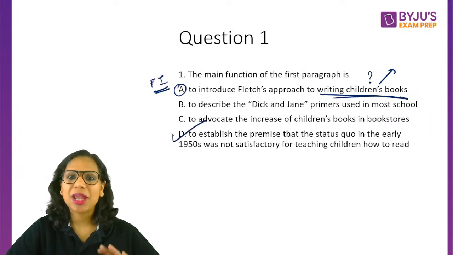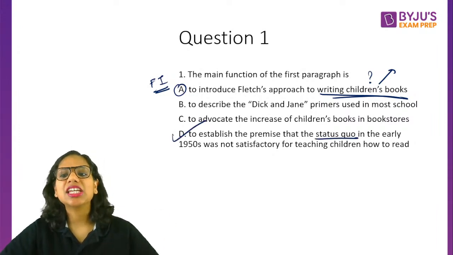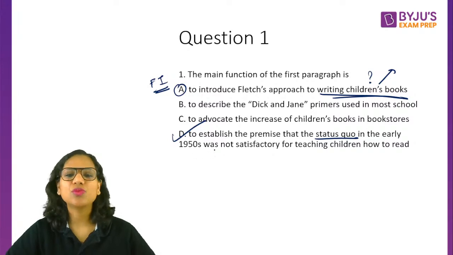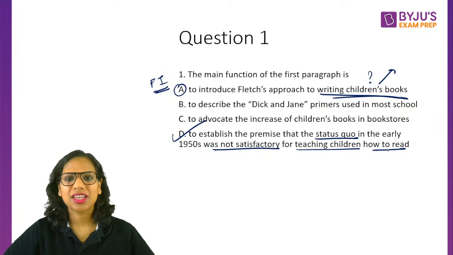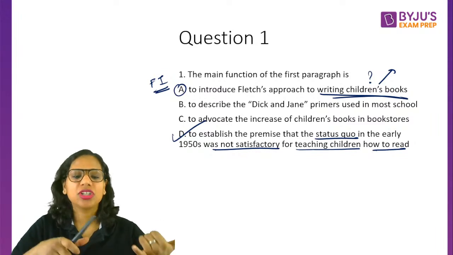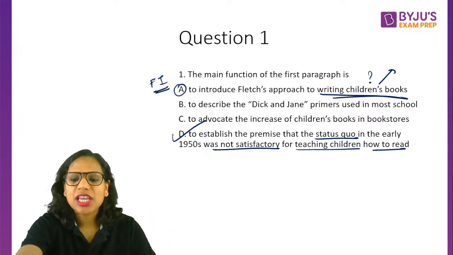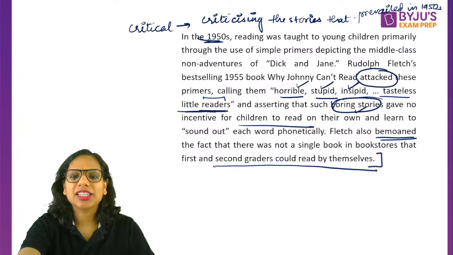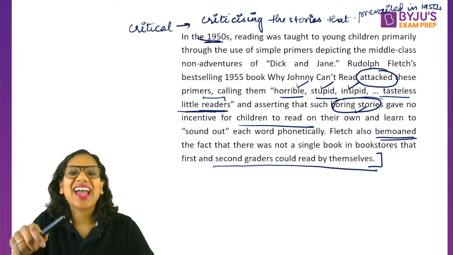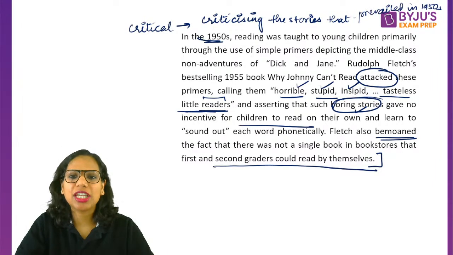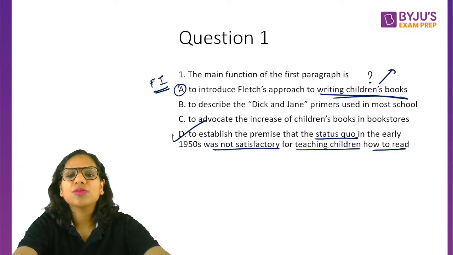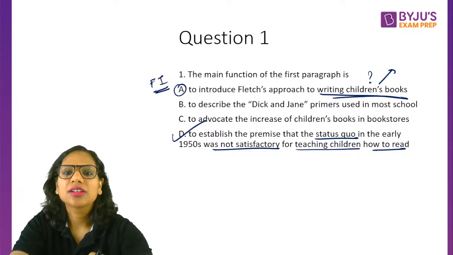To establish the premise that the existing state of affairs in the early 1950s was not satisfactory for teaching children how to read. Okay, so because children couldn't read by themselves, they were so boring that they didn't want to read it on their own and they didn't want to sound out each word phonetically. So that is what this book is trying to establish and not A.